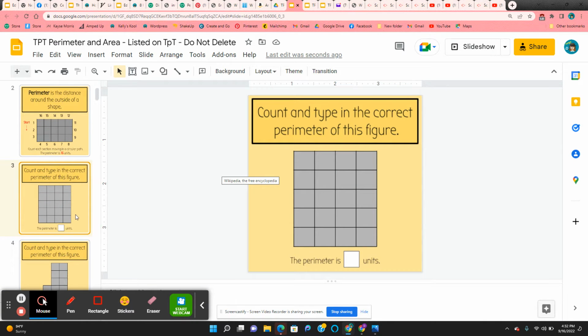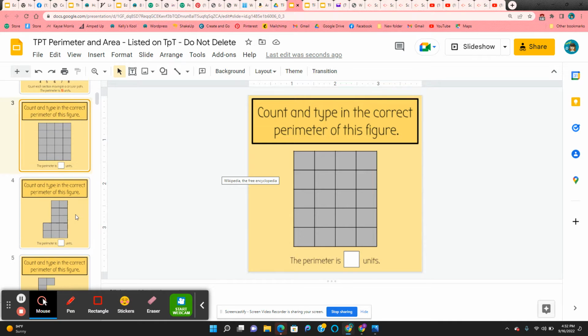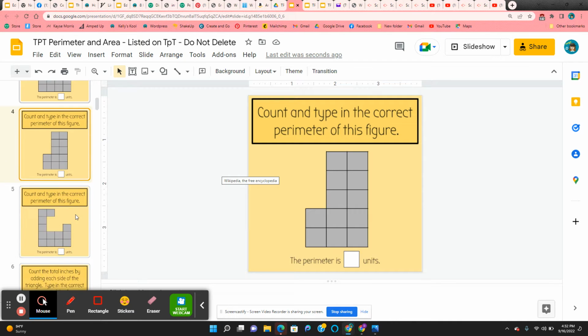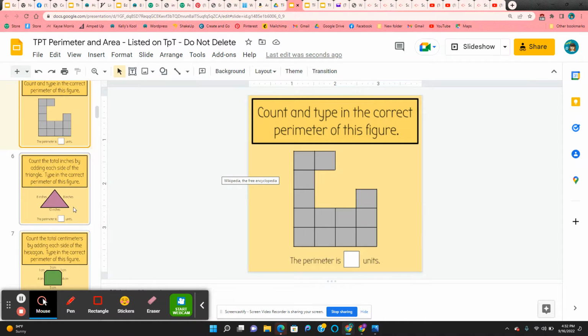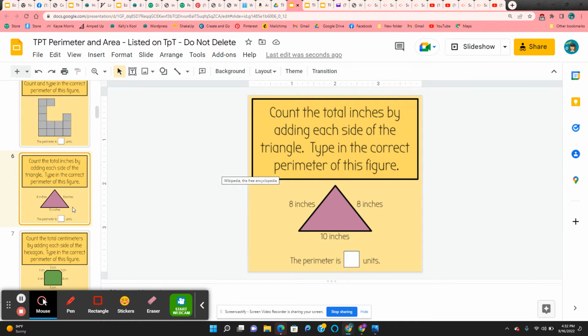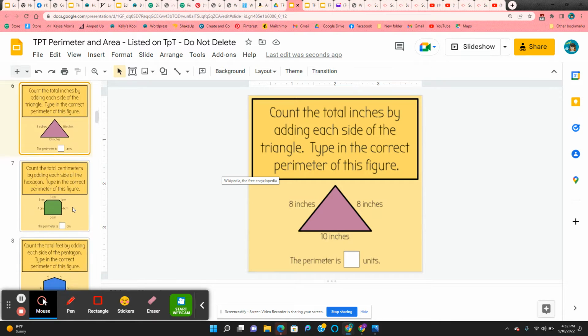And then they're given some figures. They have to find the perimeter, count around the outside, and some irregular shapes, again counting around the outside. Then to find the perimeter of a triangle, they just count the 3 sides.